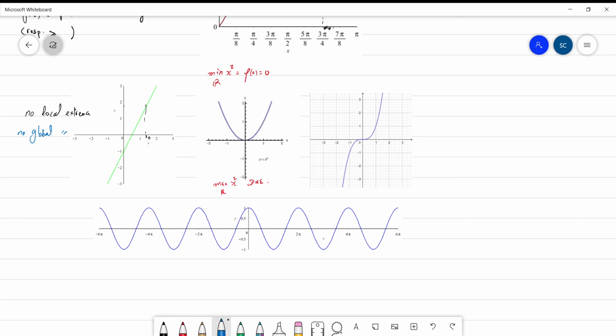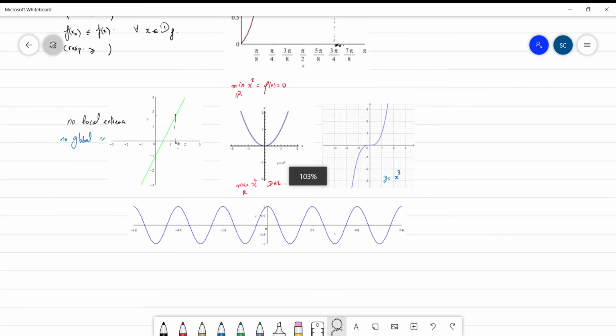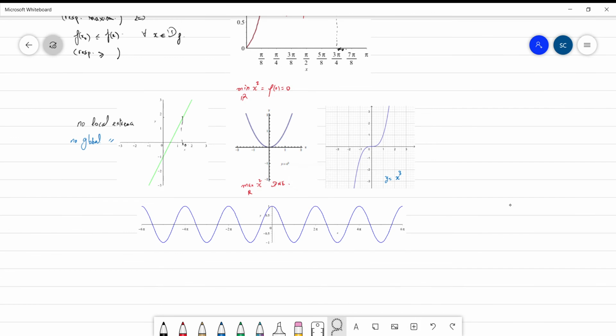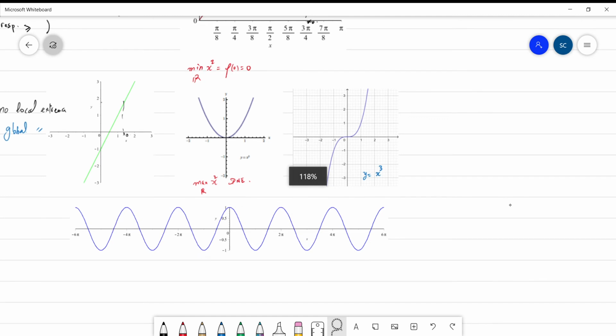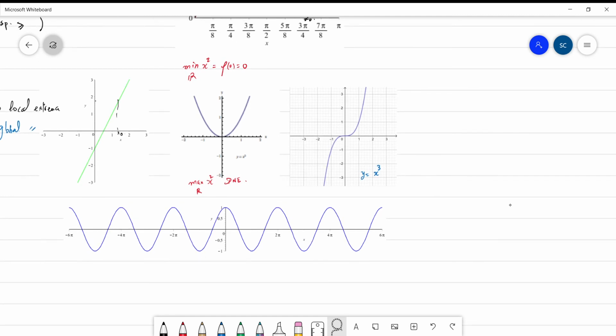Now we have this curve. This is y equals x cubed. Here also it behaves like the line. The y values take large values non-stop, and also large negative values, so no global maximum, no global points. There is no local one either. Locally I cannot make a comparison, so there are no extrema, local or global.